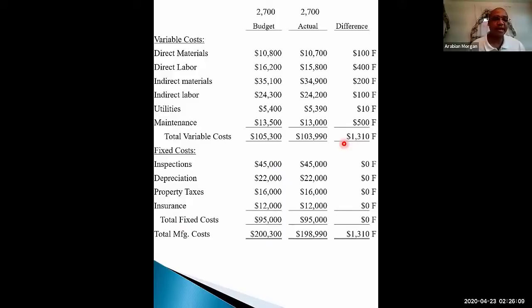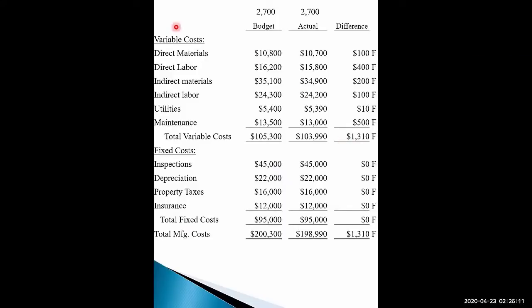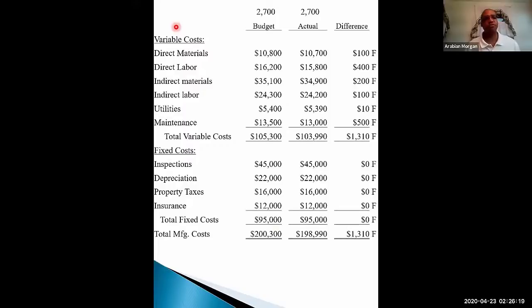Other questions, comments? Yes. Will the total variable costs and the total manufacturing costs always equal the same, whether it's favorable or unfavorable? No, they will not. The only reason our total variable costs equal the total manufacturing costs in the difference column is simply because there was not any difference in the fixed cost area. And that's usually not the case. Fixed costs do have different actual results than the budgeted amounts. They absolutely do.